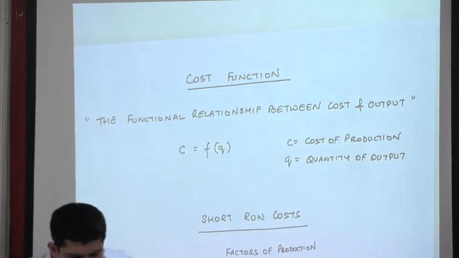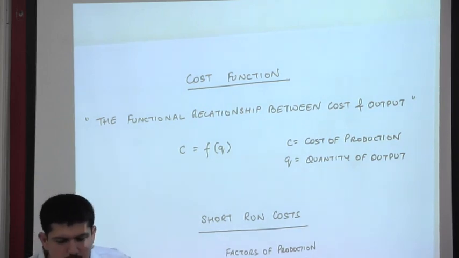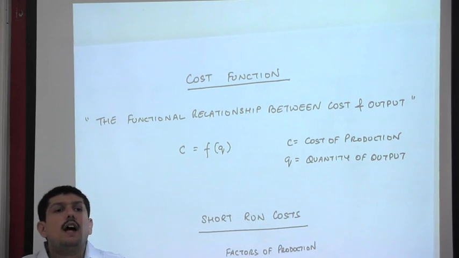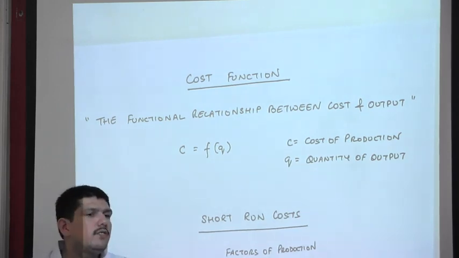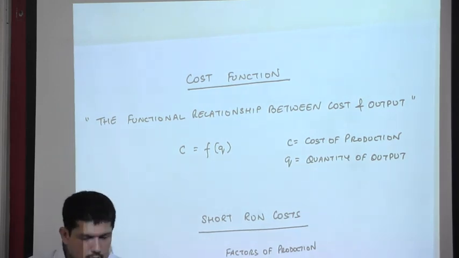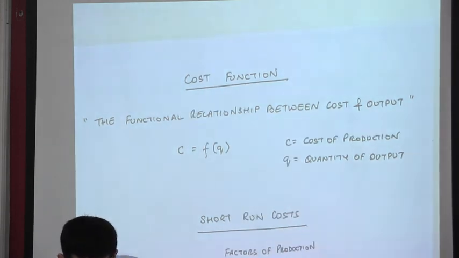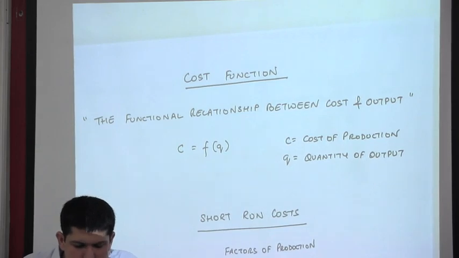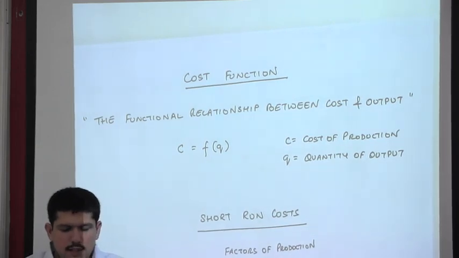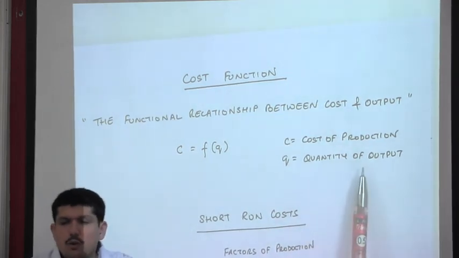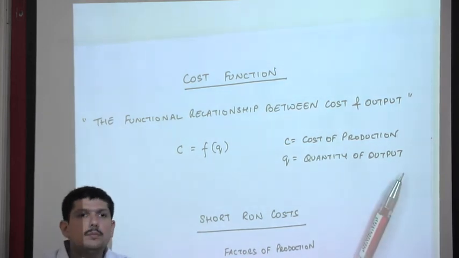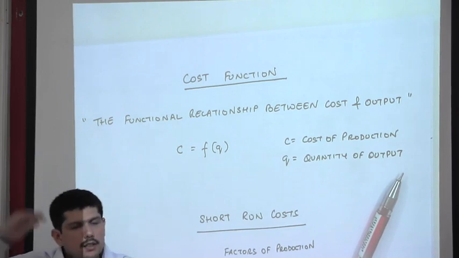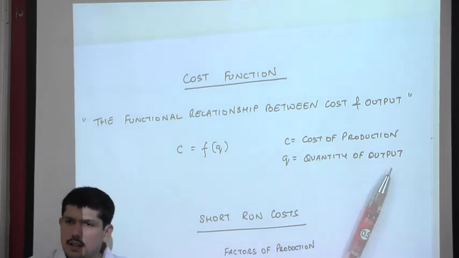So dekho, cost function kya karta hai? Cost function is the relationship between cost and output. Right? What cost will be incurred and how much output can be derived by incurring that particular cost. So cost function says that C is a function of Q, which says that cost of production will depend upon the quantity of output. Because aap jitna zyada quantity produce karoge, your cost will increase. The lesser quantity you produce, your cost will decrease.